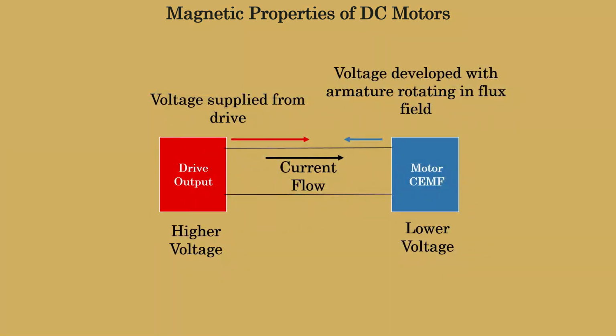Counter EMF as it relates to speed control and torque output is very important. In this slide, we see the counter EMF developed in the conductor opposes the voltage that's applied to the conductor. When voltage is applied to a motor, rotation occurs. The conductor is rotating in a flux field. Therefore, there's a counter EMF that's developed which opposes the applied voltage. The difference between the applied voltage and the counter EMF is the voltage used to drive current in the motor.